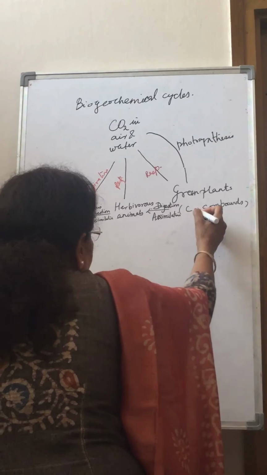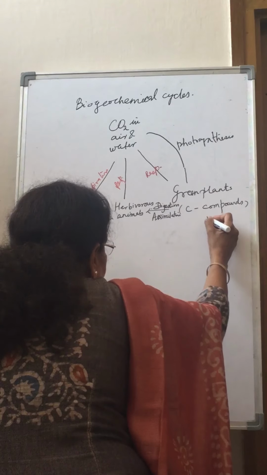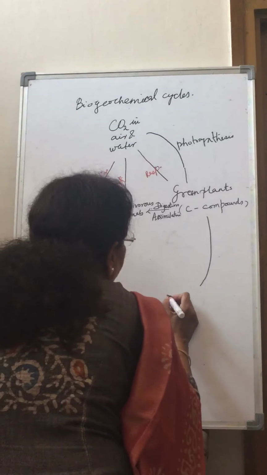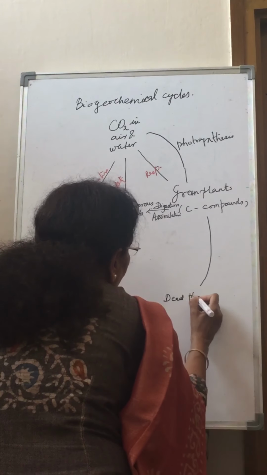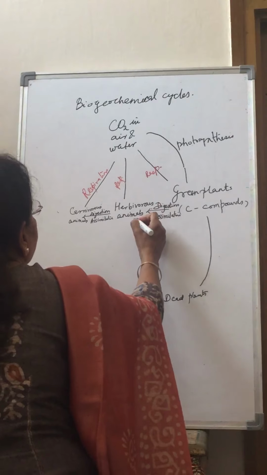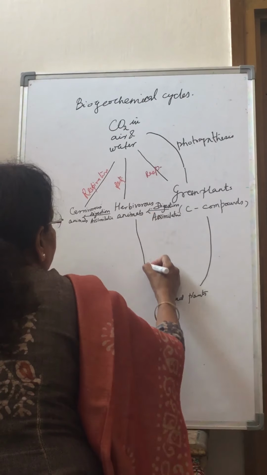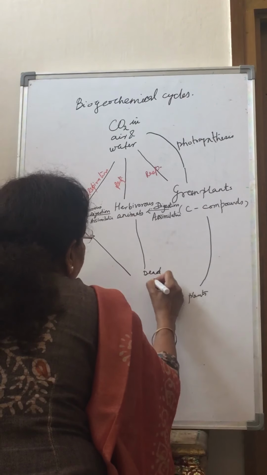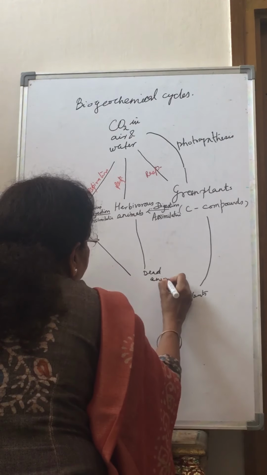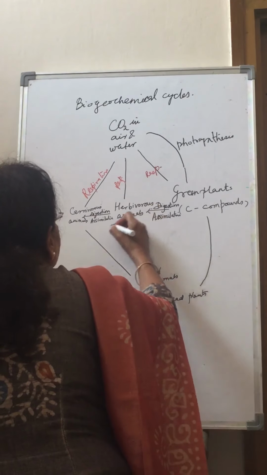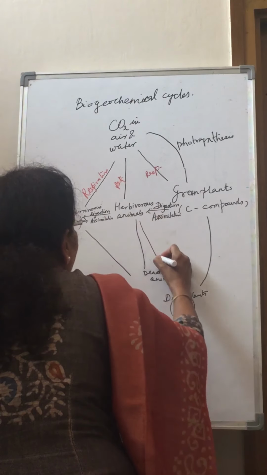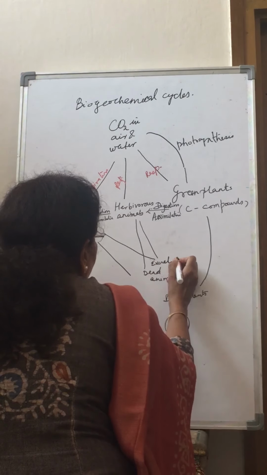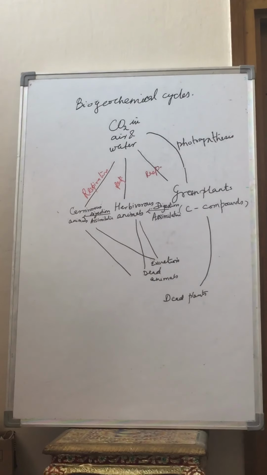Now there are dead plants, and after the death of the animals, there are dead animals, herbivorous animals. Then there is the excreta from the herbivores as well as the carnivores, by the process of excretion.